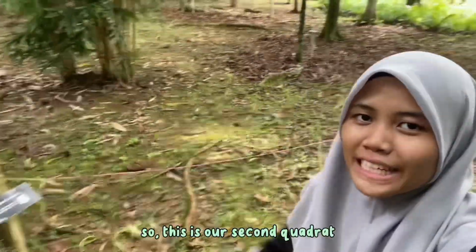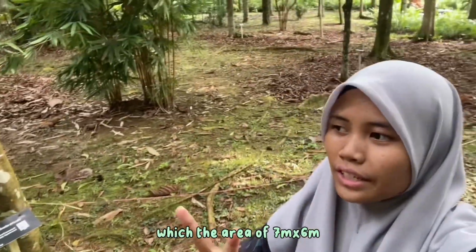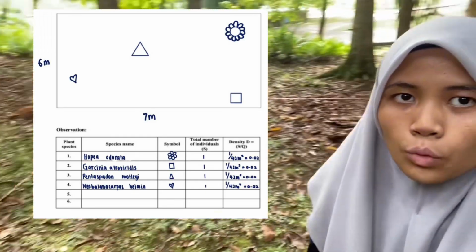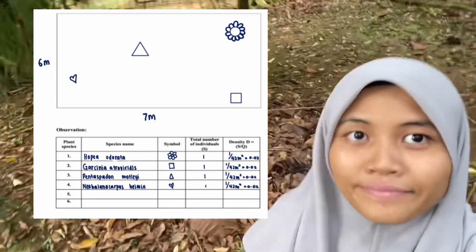Hi guys, so this is our second quadrat, which has an area of 7 times 6 meters. And this is the area. We have 4 species in this area. Okay.